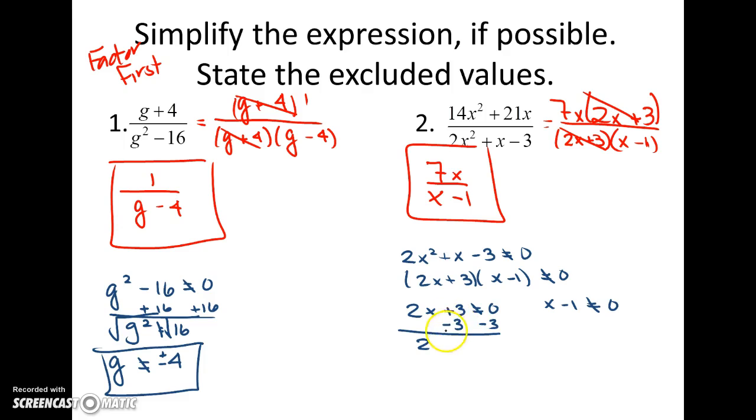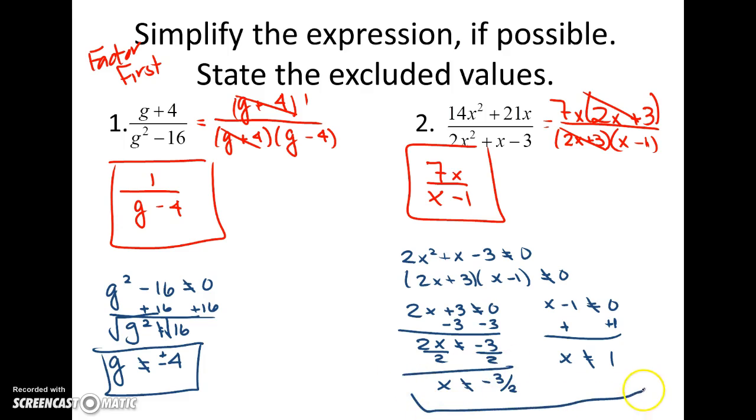So when I subtract 3 from both sides, 2x cannot equal negative 3. Divide by 2, x cannot equal negative 3 over 2. For this one, adding 1 to both sides, x cannot equal 1. So these are your excluded values. That's a horrible box, please don't judge me. x cannot be negative 3/2 and x cannot be 1.